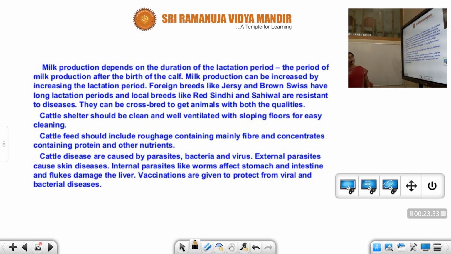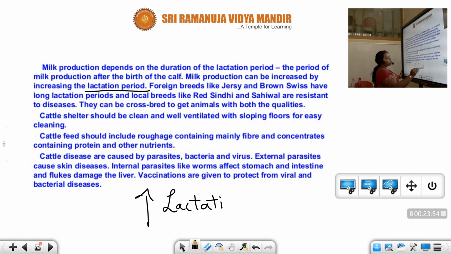Next, milk production depends upon the duration of the lactation period. Lactation period means the period between the childbirth and the next pregnancy of the cattle. Okay, that is nothing but the lactation period. Milk production can be increased by increasing the lactation period.